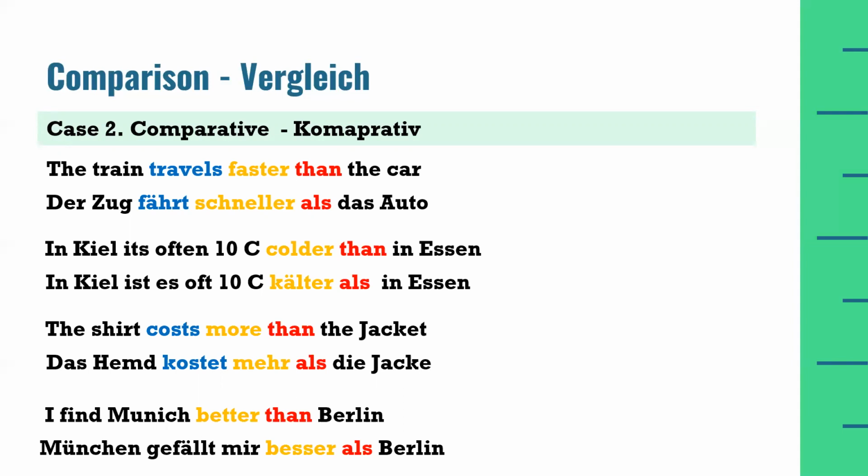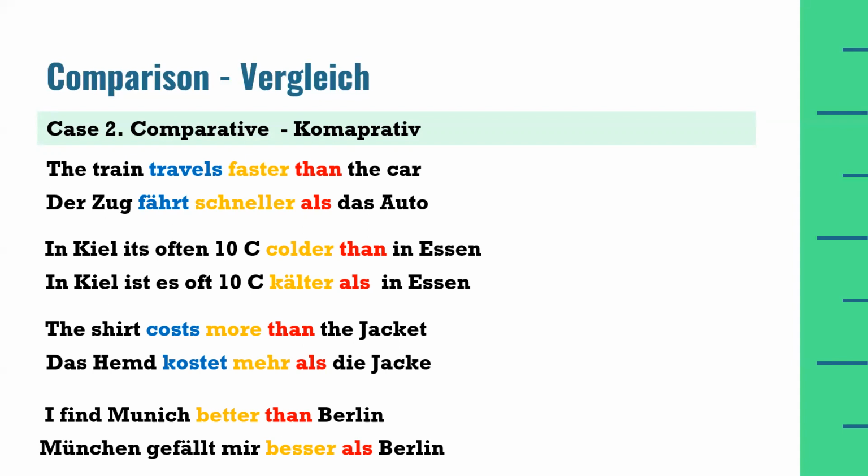Besser is the comparative form of gut in the German language. And after that, we will use als. And after als, we will use the second object which is being compared. In this case, it's Berlin. So München and Berlin are being compared.